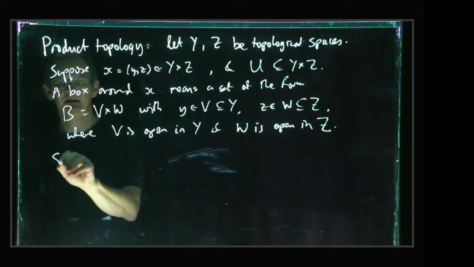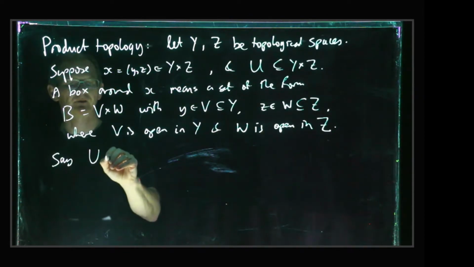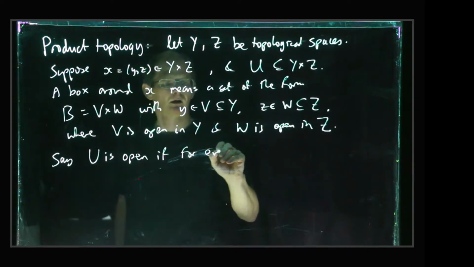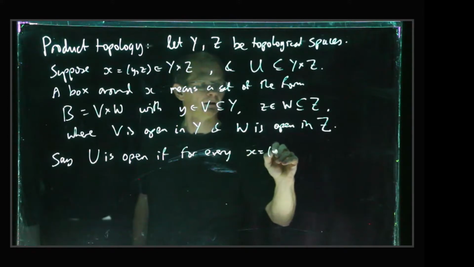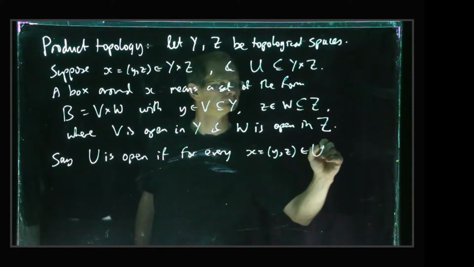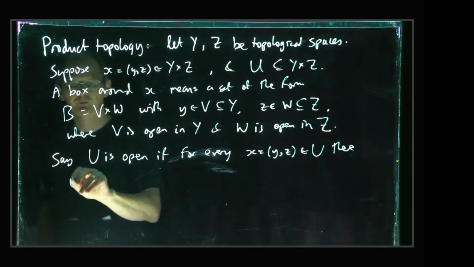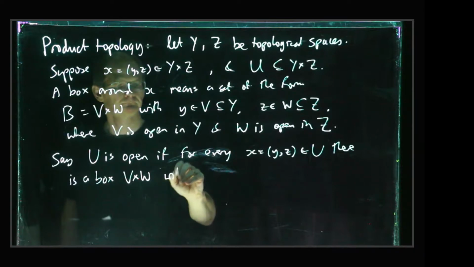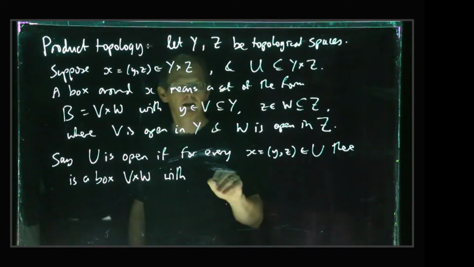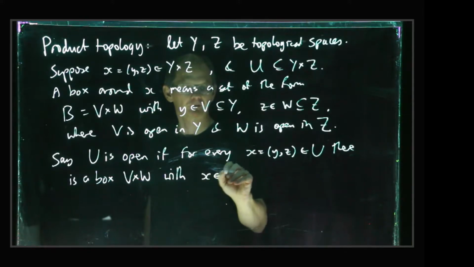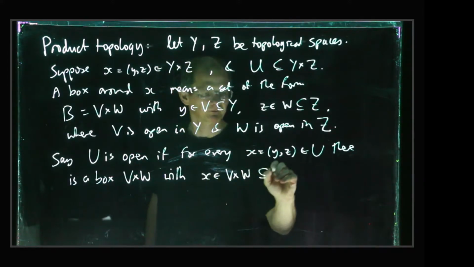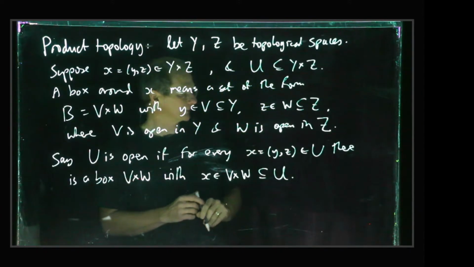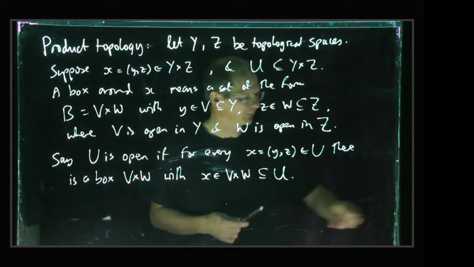And we say that U is open if for every point X in U there is a box V cross W with X in V cross W, and that's contained in U. Okay, so every point of U can be surrounded by a box which is going to be contained within U.